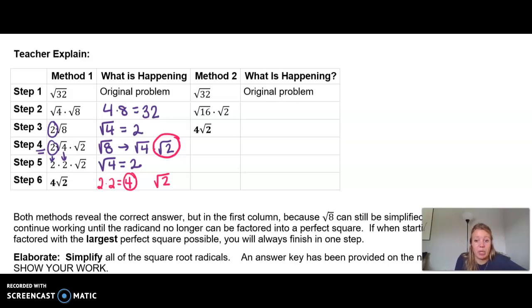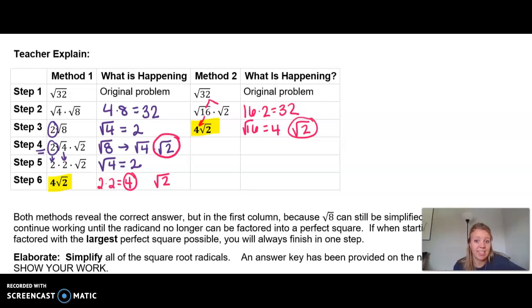So let's look at method 2. Looks like they broke it into the 2 factors, thinking that 16 times 2 is 32. And then on the last one, we know the square root of 16 is equal to 4. And we're still left with the square root of 2, and we can't simplify that anymore. But we got the same answer. We get this 4 square root of 2.